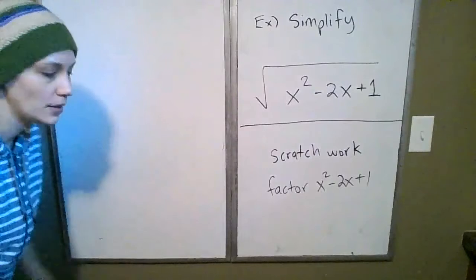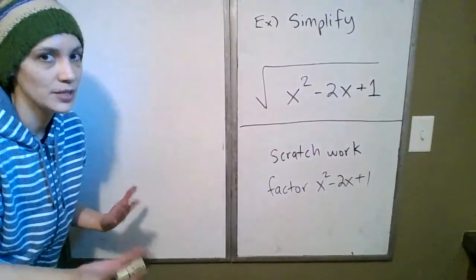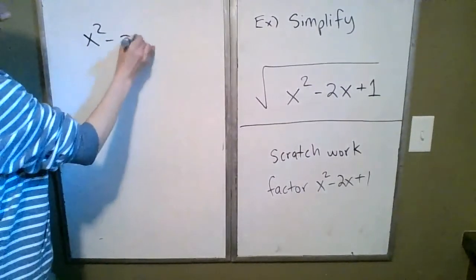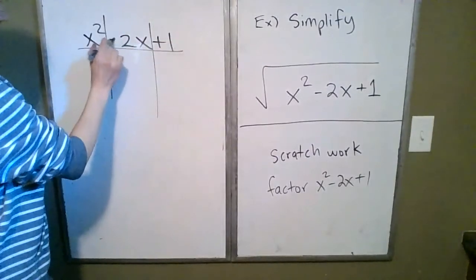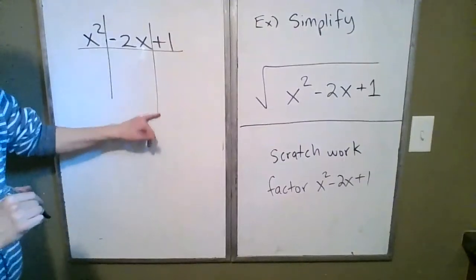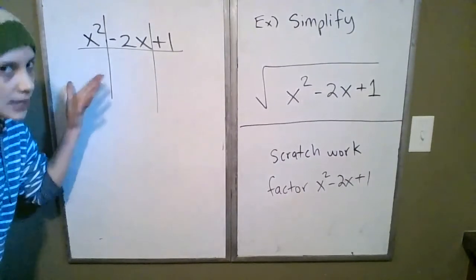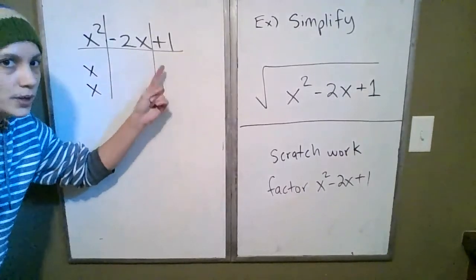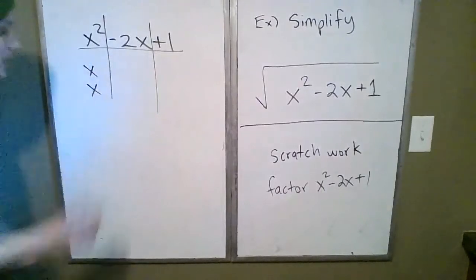If you have a way that you like to factor, totally cool. I like my style, which is the grid. I put my x squared, negative 2x and a positive 1. Separate like this, and here you get 2 numbers that multiply to x squared, x times x. On this side, you need 2 numbers that multiply to 1, but also after you cross multiply, you need the sides to add to negative 2x.